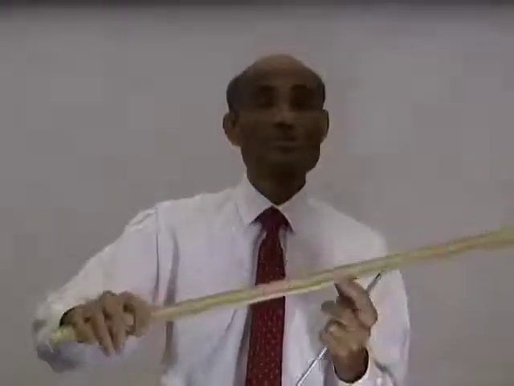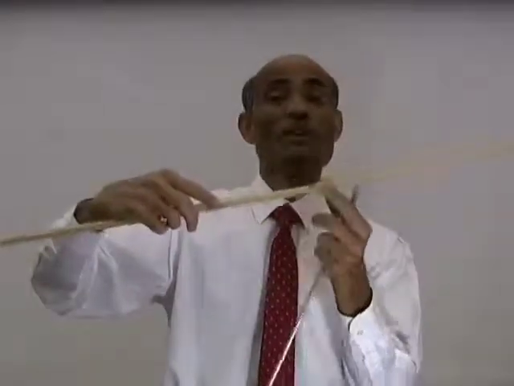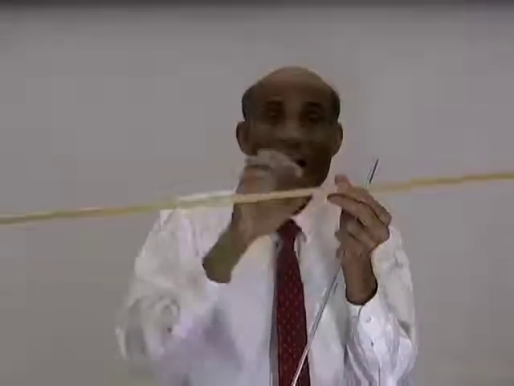What are the forces acting on the ruler when it is in equilibrium? The weight acting downward and the normal force acting upward. That makes the sum of the forces acting on the object 0. Now, what are the forces that will keep this in equilibrium?